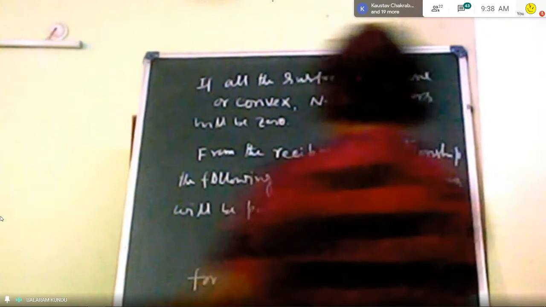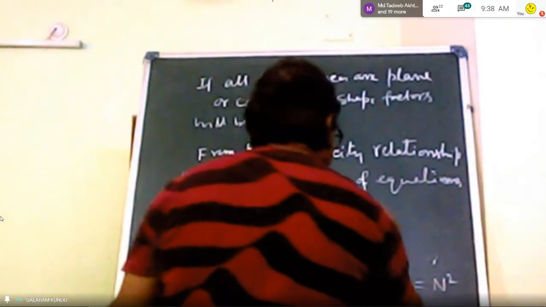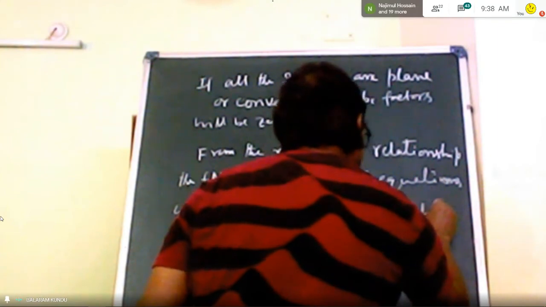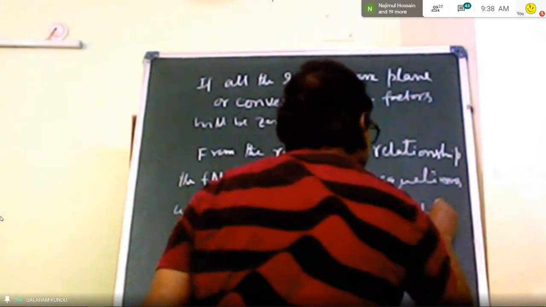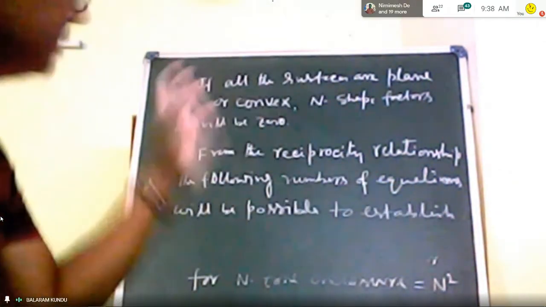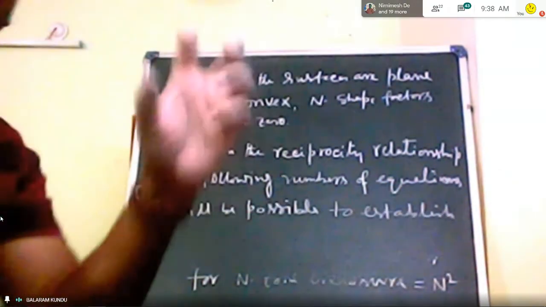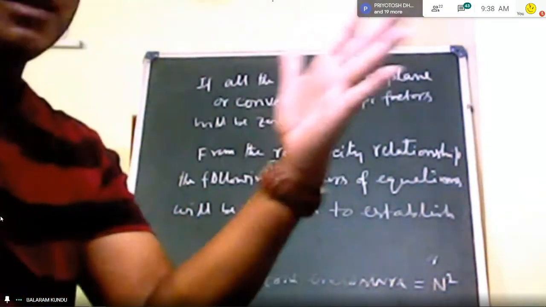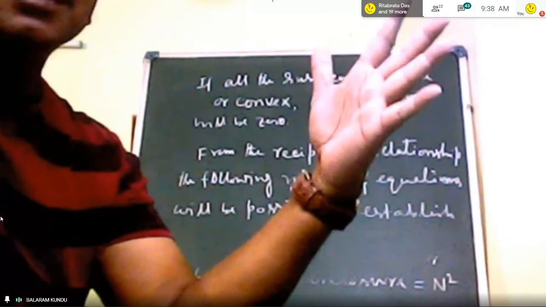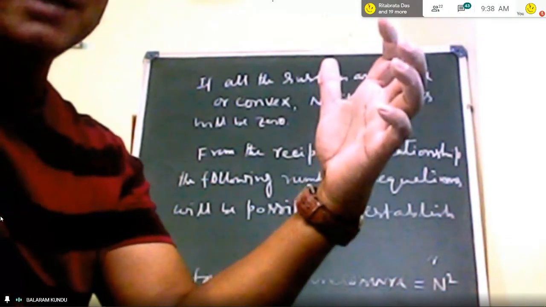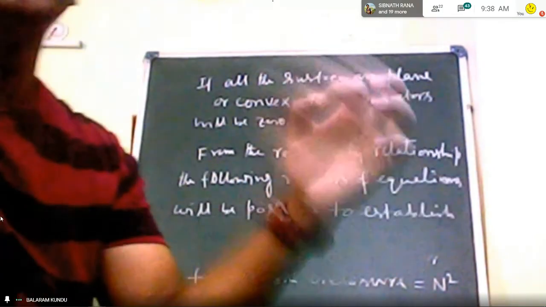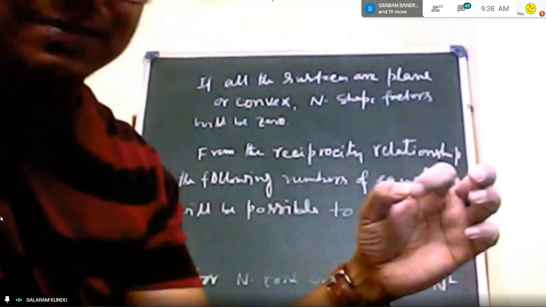It will be possible to establish here. If this number is established, these numbers will be known, then from this equation the x number will be established. Then the x number of shape factors will be possible to determine from the reciprocity relationship. Understand?